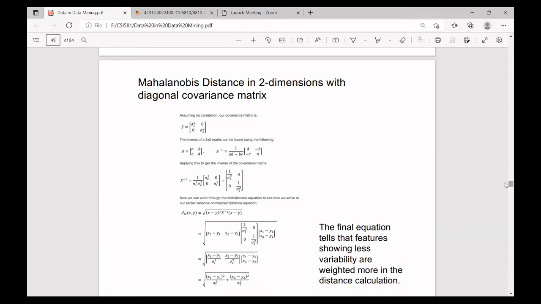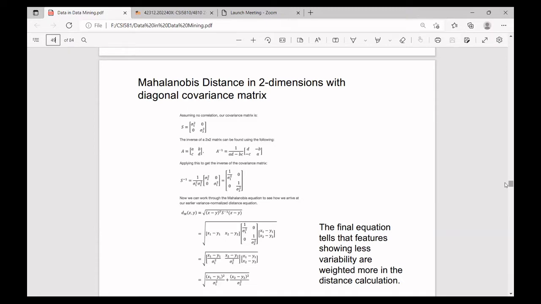Plus (x2 minus y2) squared divided by sigma 2 squared. So if you were calculating the Euclidean distance in your formula, sigma 1 squared and sigma 2 squared will not be present. That is what the Euclidean distance is. But in this case, we are including them.